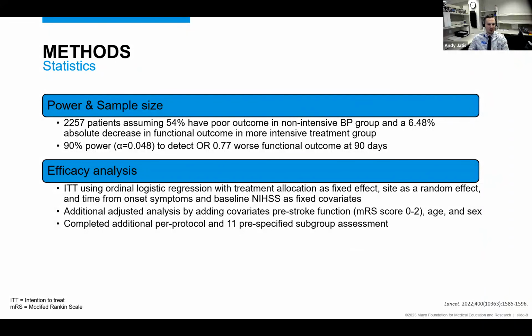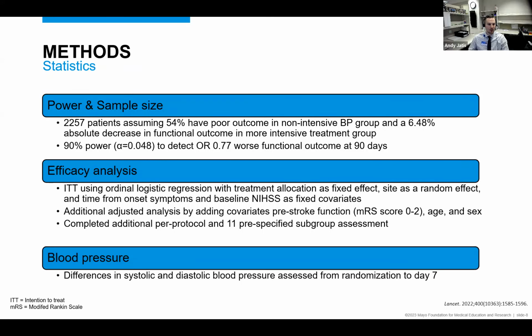Additionally, they looked at adjusted analysis based on adding covariates that would be important as far as pre-stroke function, age, and sex. And they did have a plethora of other subgroup analyses that also included a per protocol analysis for those that just strictly followed their blood pressure regimen. I think also an important outcome was their blood pressure, which they looked at differences in systolic and diastolic blood pressures up to day 7.